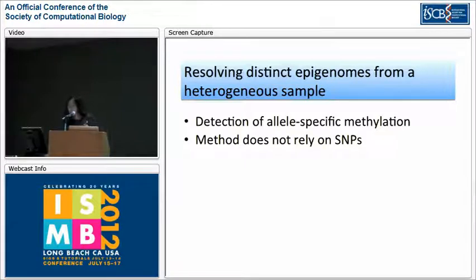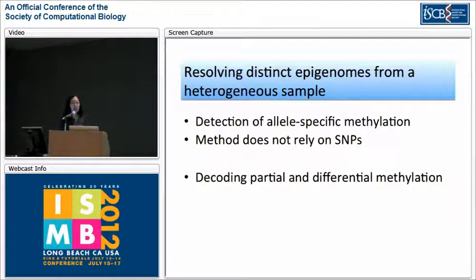To summarize, we've developed a computational model for resolving distinct epigenomes from a heterogeneous sample. And we apply this model to the detection of allele-specific methylation in the absence of SNPs. We don't need the SNPs to inform us. So, of course, there are many directions one can go from here. I just want to mention that this is really just the beginning of decoding partial and differential methylations.